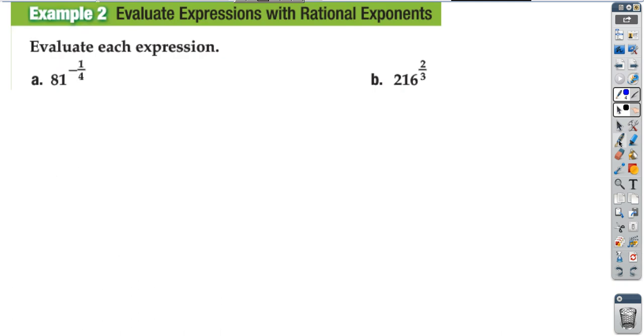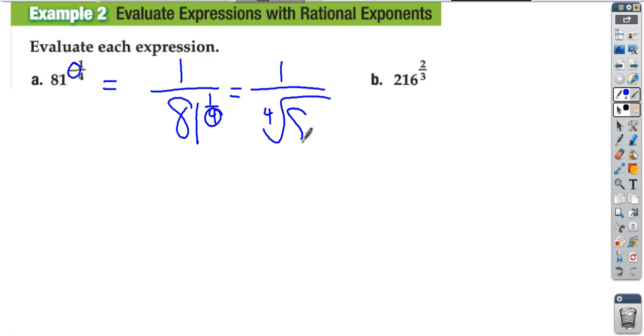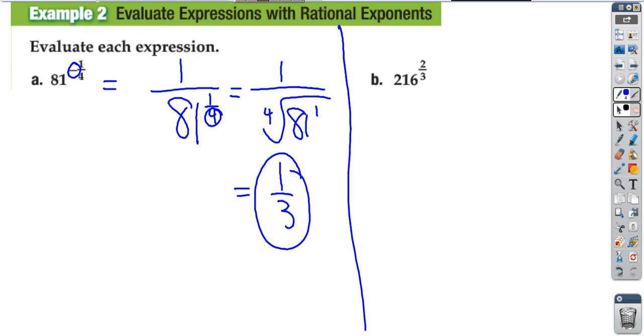Okay, now how do we actually evaluate things? So that's how to change them. How do you evaluate them? So first of all, when you have a negative exponent, that means you flip it to the bottom and you make the exponent positive. So 81 to the negative 1/4 is 1 over 81 to the 1/4. What does that mean? That means take the 4th root of 81 and raise it to the first power. What is the 4th root of 81? What number times itself 4 times is 81? The answer would be 3. That's the same as 1/3.